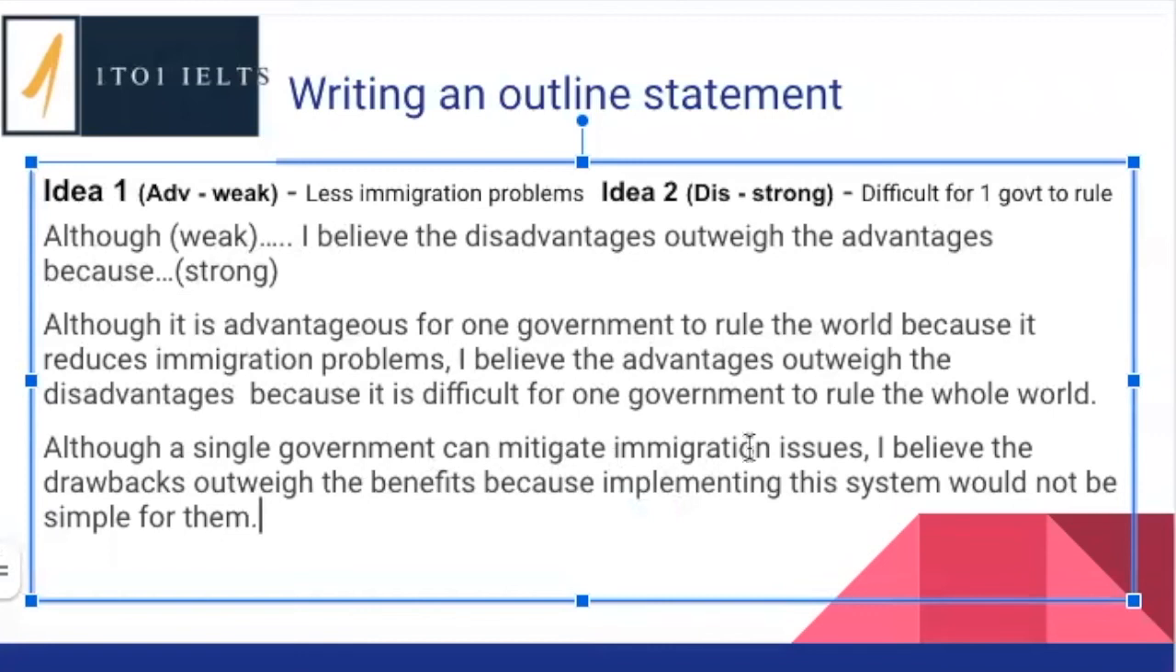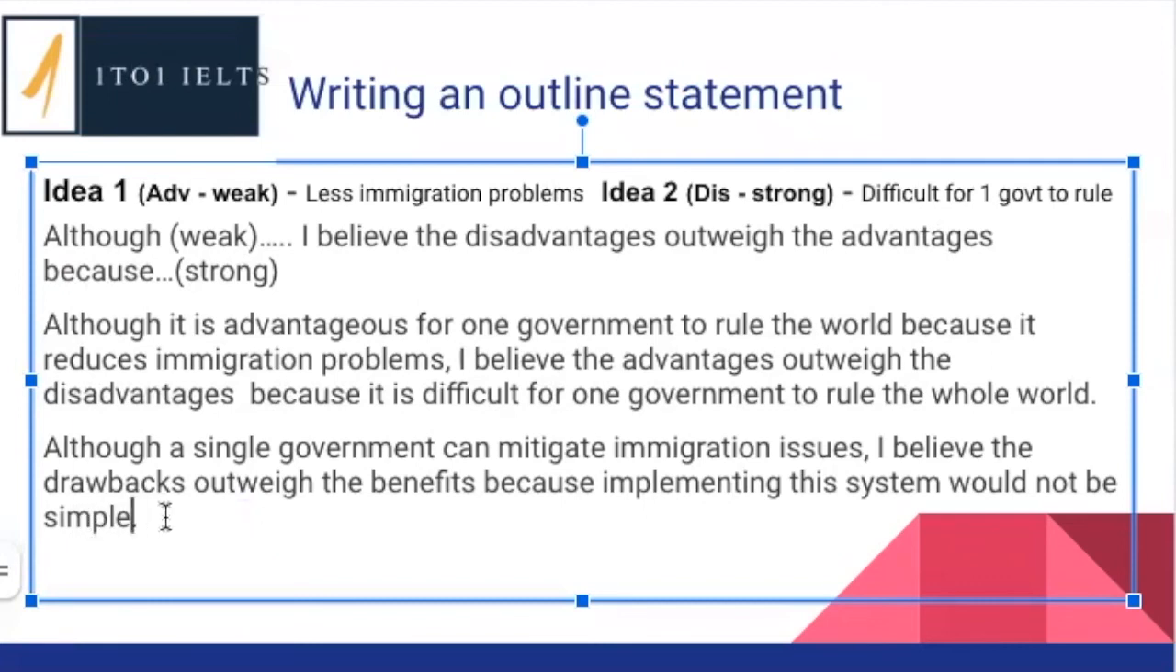So, although a single government can mitigate immigration issues, brilliant start. I believe drawbacks outweigh the benefits because implementing the system would not be simple for them. Who is implementing it? Okay, so we could say a single government. Them here is a little bit unclear. What is the other thing we can do? Because this is passive voice, I can just omit the subject completely. So it would not be simple. So this is probably the way a native speaker would indicate this.